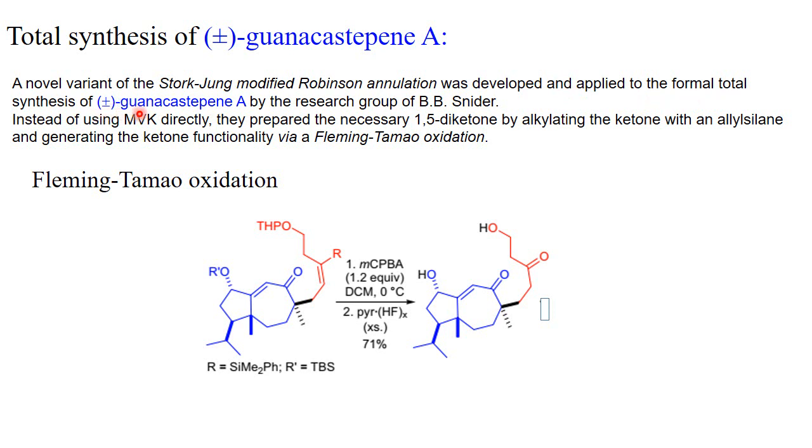See here, a novel variant of the Stork-Jung modified Robinson annulation was developed and applied to the total synthesis of racemic mixture of guanacastepene A by the research group of B.B. Snider. B.B. Snider prepared the racemic mixture of guanacastepene A.